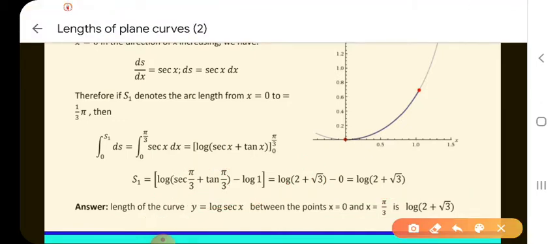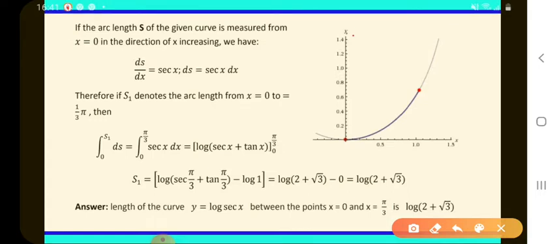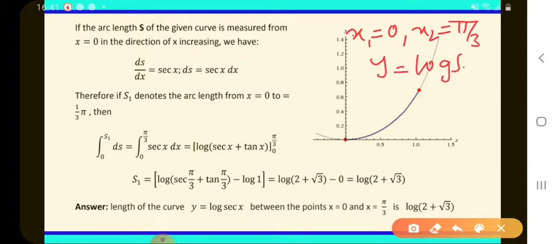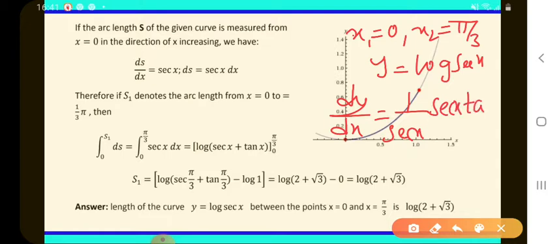Okay, see here again, x equals 0 and x equals pi by 3 are the limits, and the function is y equals log secant x. What is dy by dx? dy by dx of log means 1 by secant x. Again I differentiate secant x. Secant x differentiation is secant x tan x. Secant cancels. So dy by dx equals tan x.